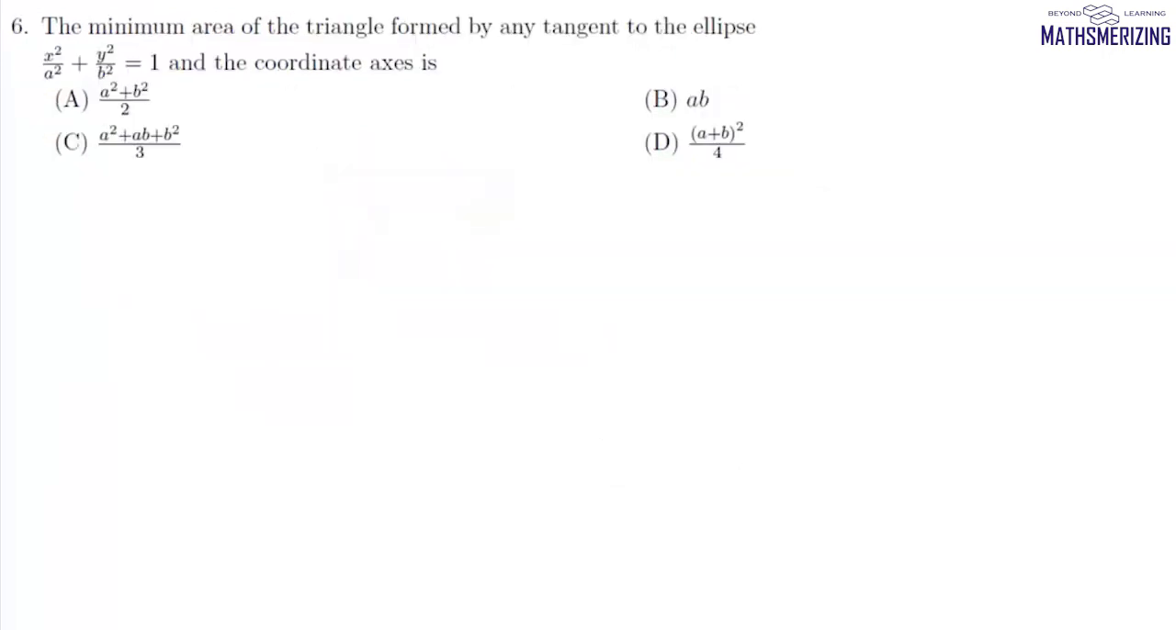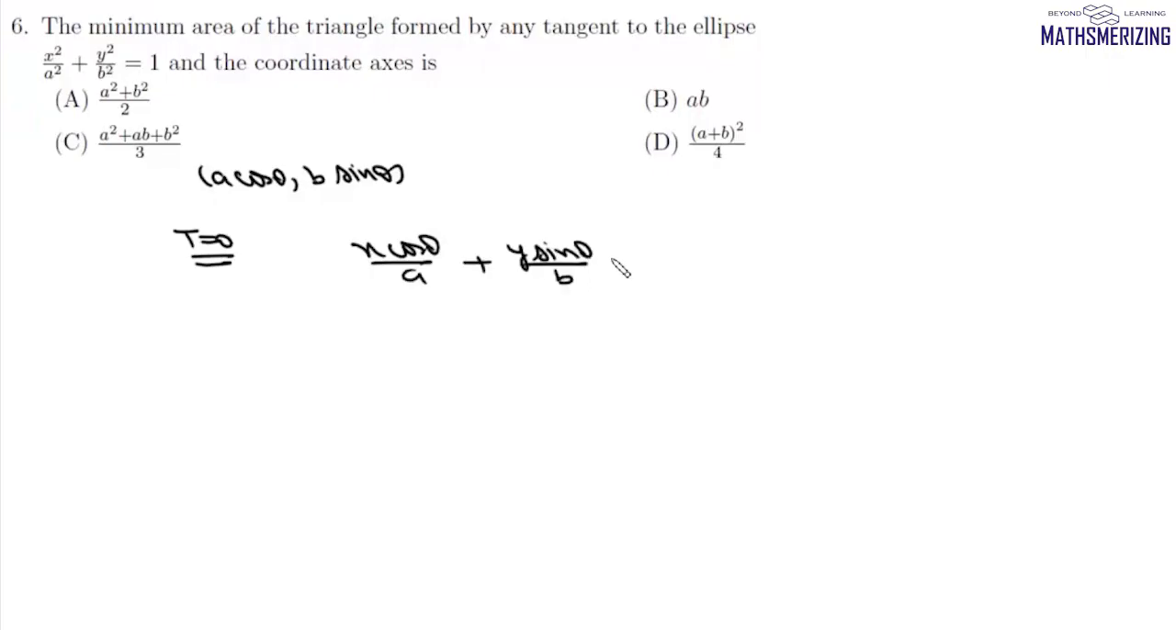Now question number 6 is: the minimum area of the triangle formed by any tangent to this ellipse and the coordinate axes is. Now we take any point on this ellipse, which is a cos theta and b sin theta. We know that the equation of tangent is given by T equals 0, which in this case will be x cos theta by a plus y sin theta by b, and it is equal to 1.